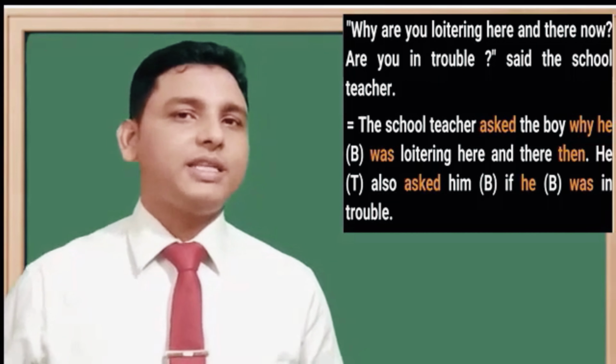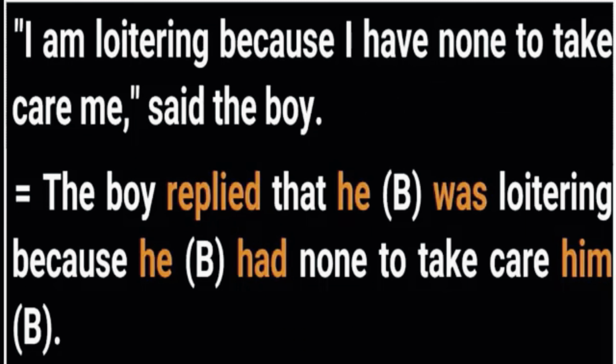Now come to the next part. I am loitering because I have none to take care of me. Who is the speaker of this sentence? We can easily find out. The boy told this part of this passage. So we can start like this: the boy replied that. Why replied that? Because earlier he was asked questions. That's why we can start like this. The boy replied that as he was replying the questions of what he was asked earlier.